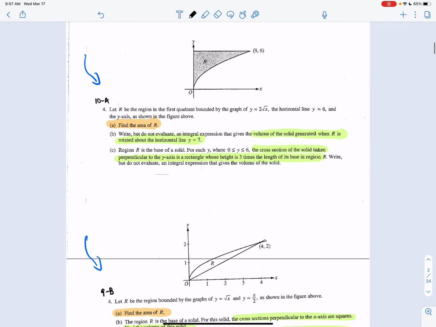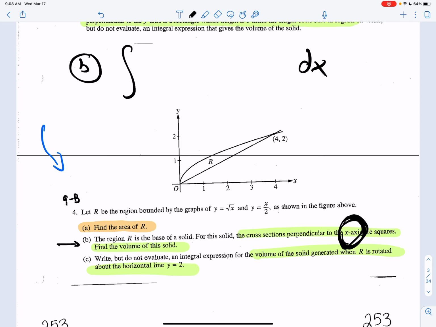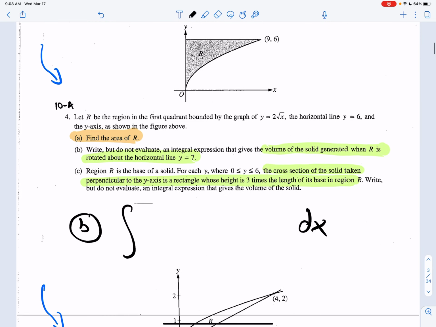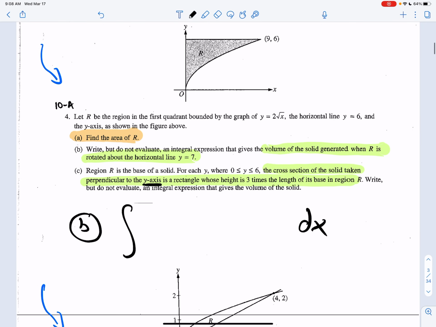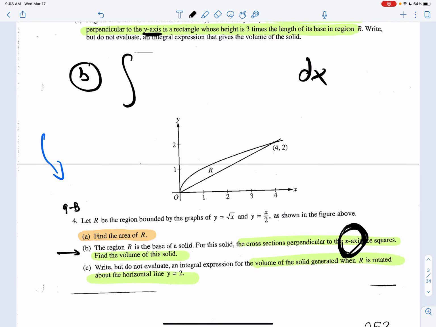Okay? So if I'm reading this quickly, I notice it says cross sections perpendicular to the x-axis, okay? Perpendicular to the x-axis right away tells you that you're integrating with x, okay? If it's perpendicular to the y-axis, like the problem in the previous section, then you would have to integrate with y, but we'll talk about that later.